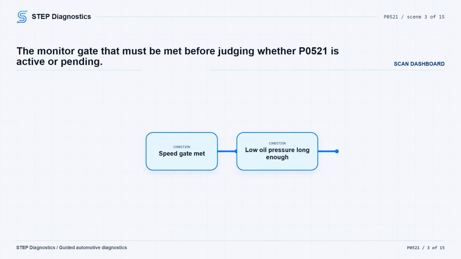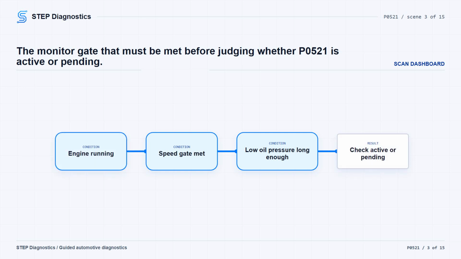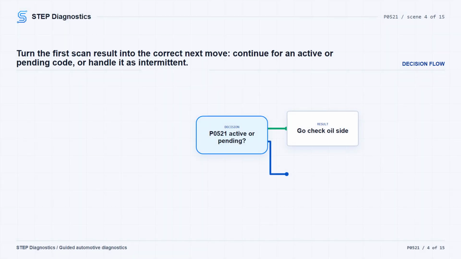This monitor runs with the engine running and engine speed above 1,150 RPM. The code sets when engine oil pressure is below the calibrated specification for more than 29.8 seconds with engine speed at or above 1,150 RPM. Test drive or operate the vehicle under those conditions.